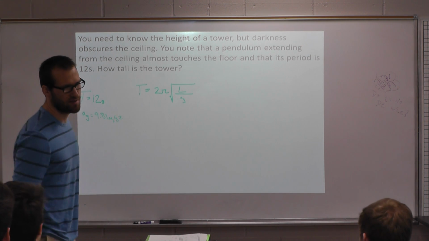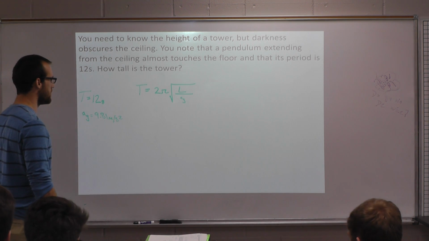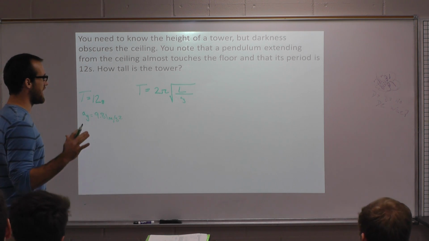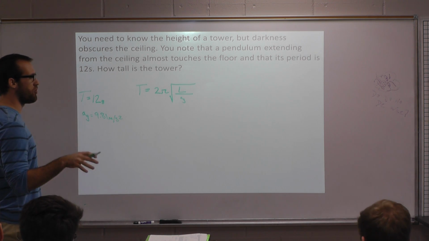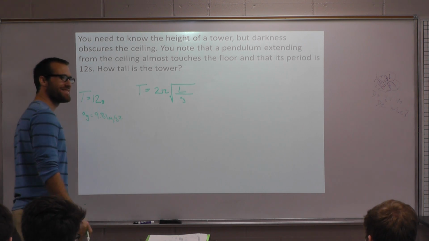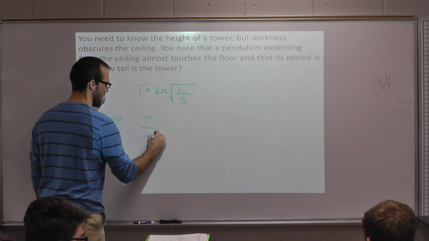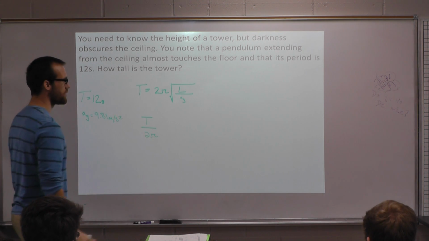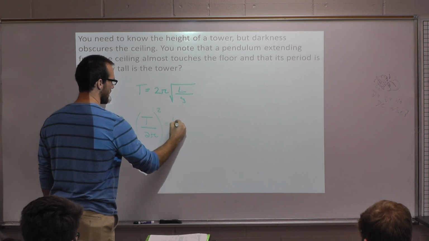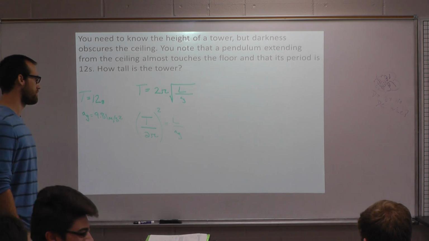Hey, is 22 over 7 actually correct for pi? Yes, it's more correct. This doesn't matter. Guys, can I manipulate the equation before I plug in the variables? Yes, that's very much better. So, T divided by 2 pi. Would you agree with that assessment? Yes. Squared. L over g. Multiply by g. Yeah, that's how we do it.